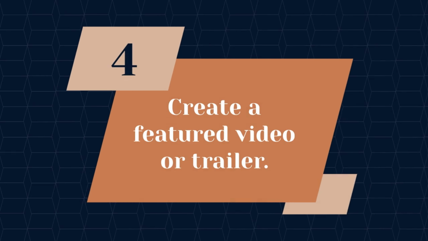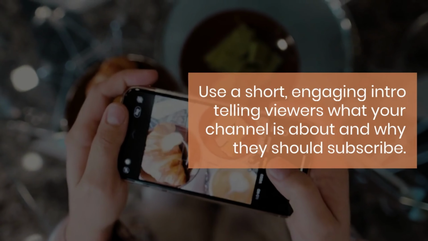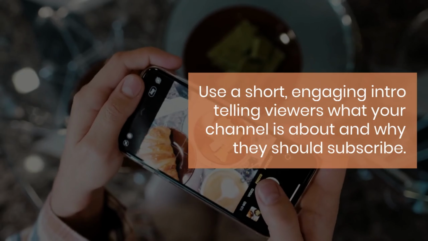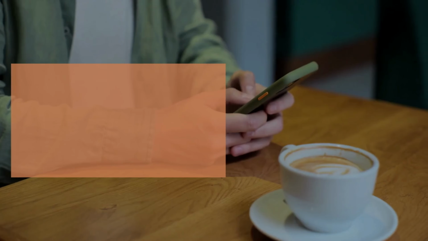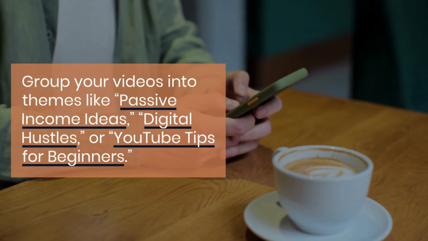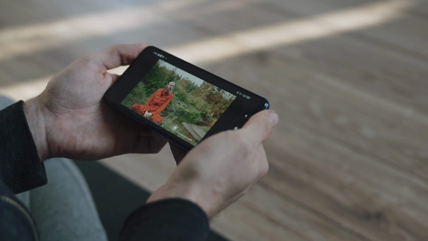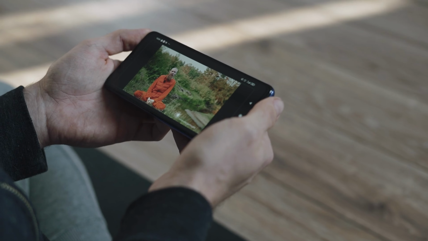Step 4. Create a featured video or trailer. Use a short, engaging intro telling viewers what your channel is about and why they should subscribe. Step 5. Set up relevant playlists. Group your videos into themes like passive income ideas, digital hustles, or YouTube tips for beginners.